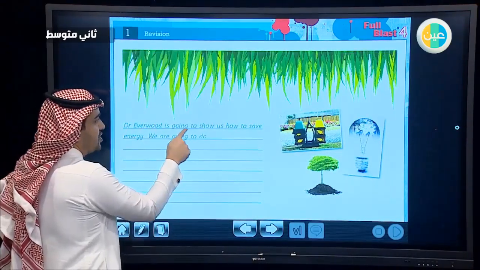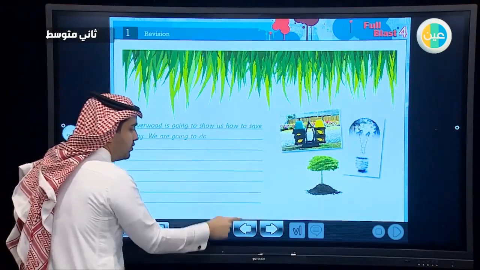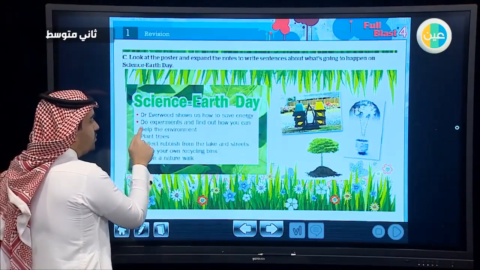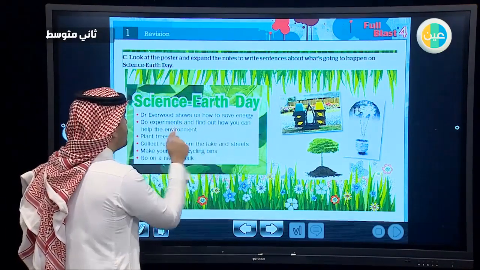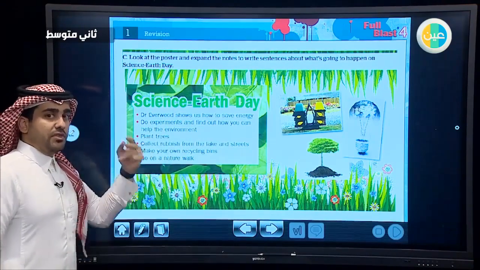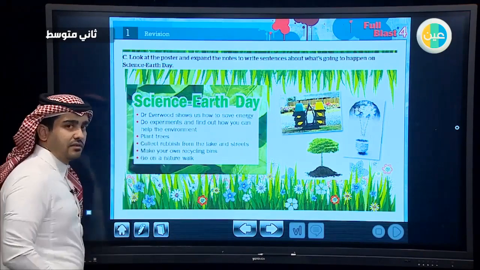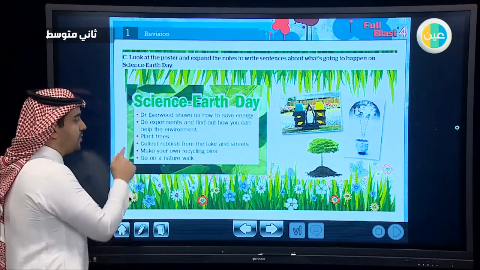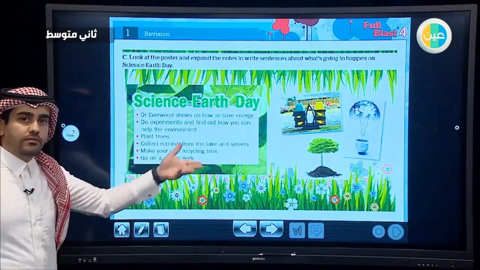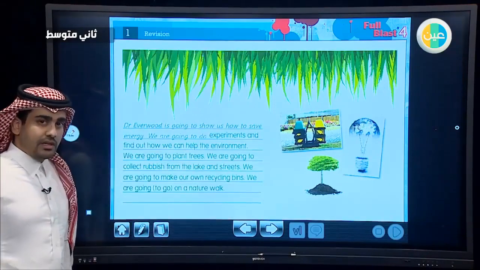So Dr. Everwood is going to show us how to save energy. We are going to do, now let's take a look at point number 2. We are going to do experiments and find out how you can help with the environment. I need to use going to with the third point as well. We are going to plant trees. With the fourth one, we are going to collect rubbish from the lake and street, and so on. Okay, so let's take a look. Now the answer should look like this.